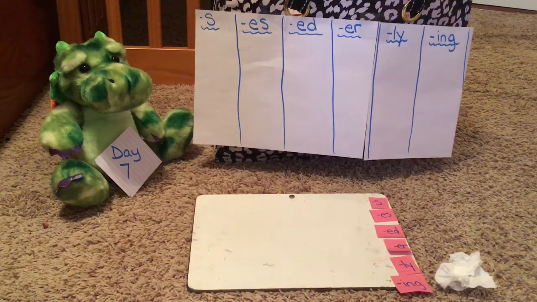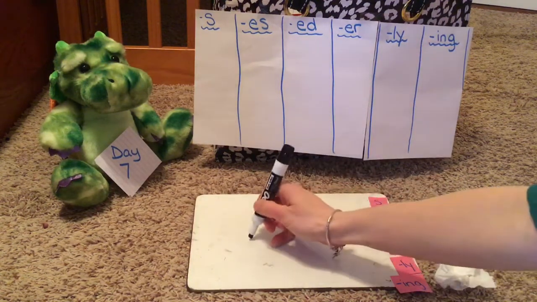Hey guys, we're going to talk about something a little bit different today. We're going to take some of those long vowel words and add some endings to the back of them. So I'm going to teach you how to do that today. I'm going to write a word on my board. It's going to be a long E word.